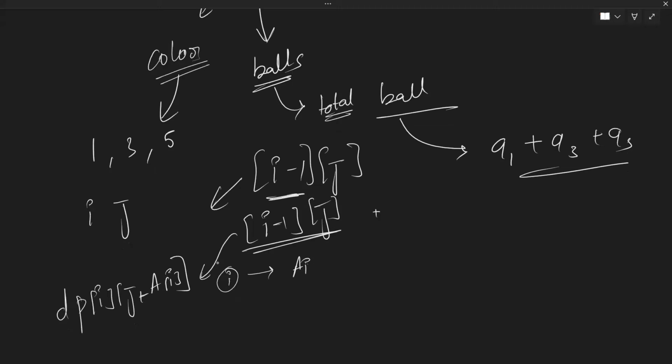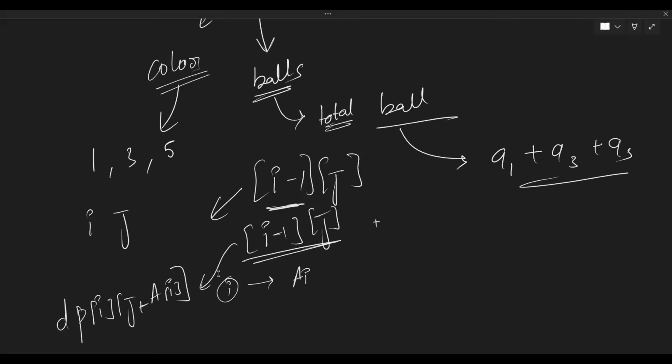Probably DP is not covered yet, that's why. Otherwise, this is usually how we write DP transitions. The first one is not including, the second one is including. But it's okay. Right now, not even 2 weeks have passed since this batch started. So it's okay.